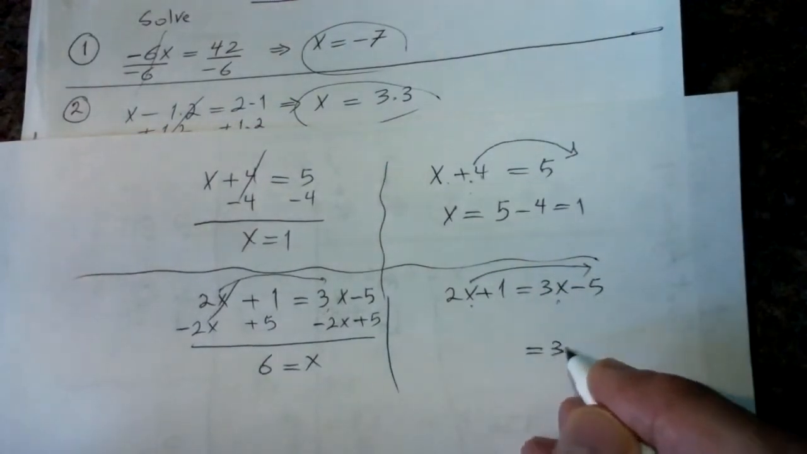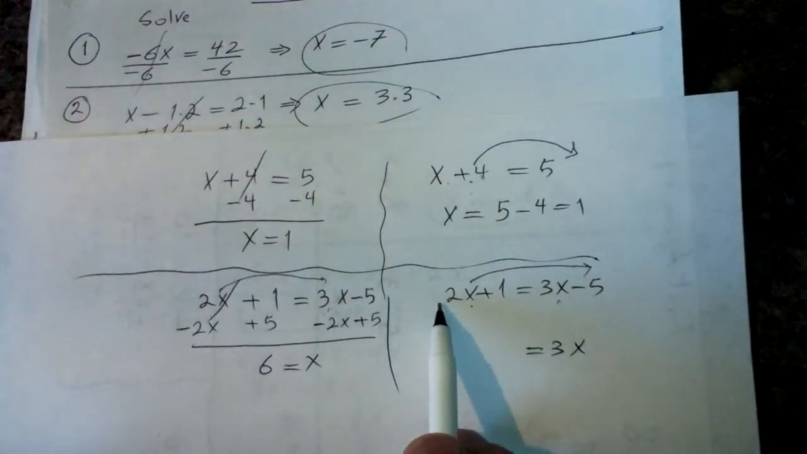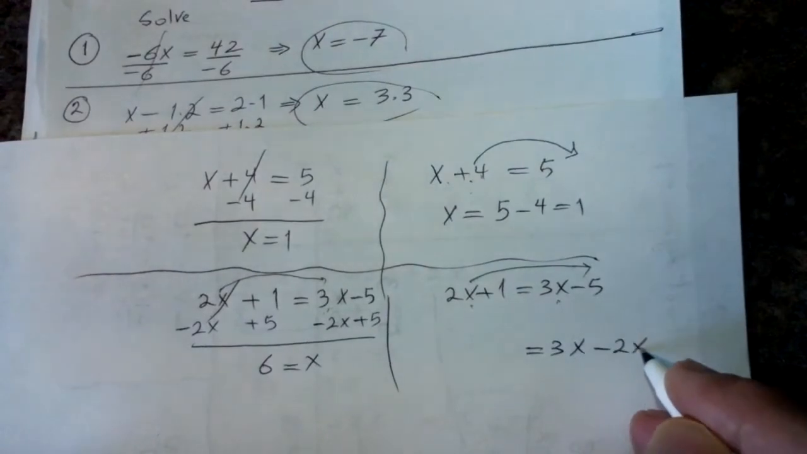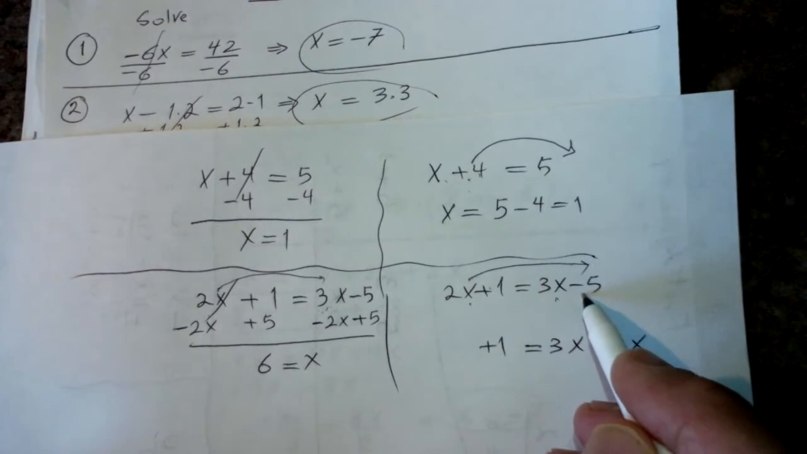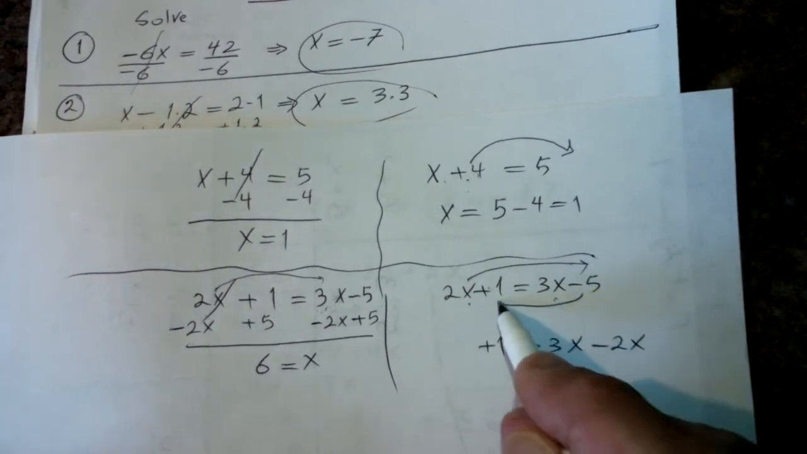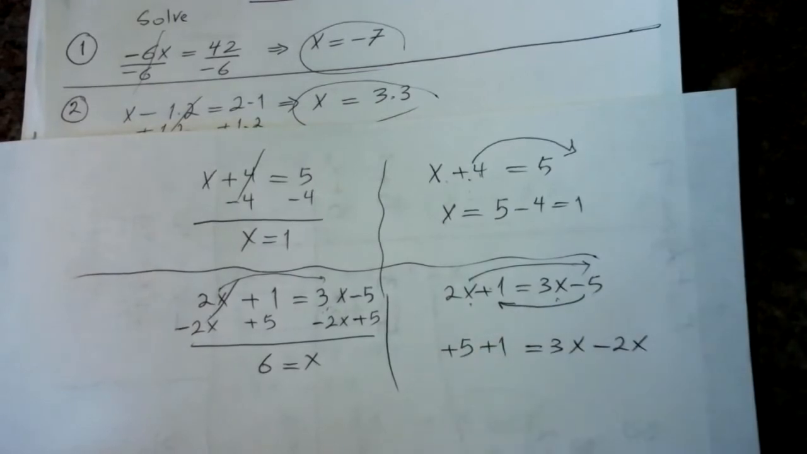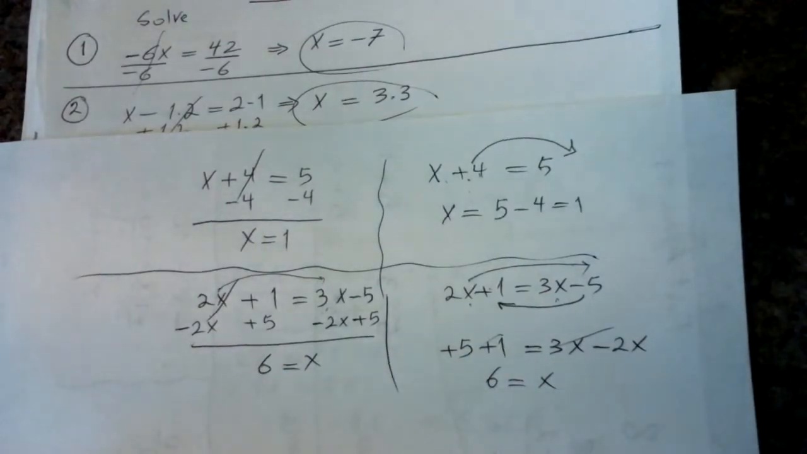So +2, if you don't see any sign, means it's positive. +2x, when you switch to that side, is -2x. I have +1 here already. I want to move -5 to that side. So -5 becomes +5. So what is it? 6 equal to x. See, there are two ways to do this kind of problem.